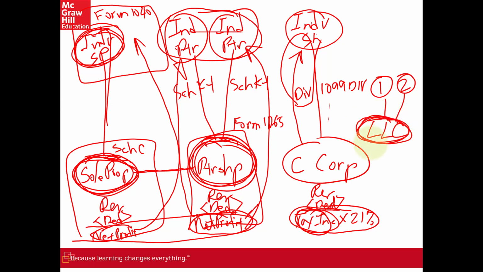Now, a limited liability company and probably some other types of entities, which we may see in this chapter, can elect to be treated as a corporation, okay, and pay taxes on their profits.